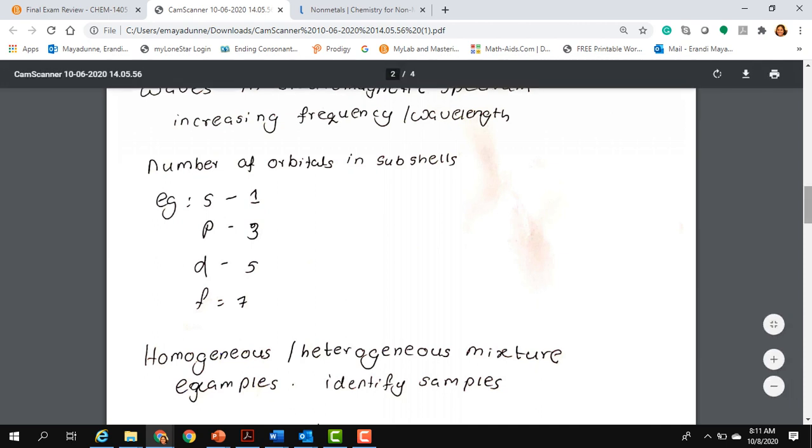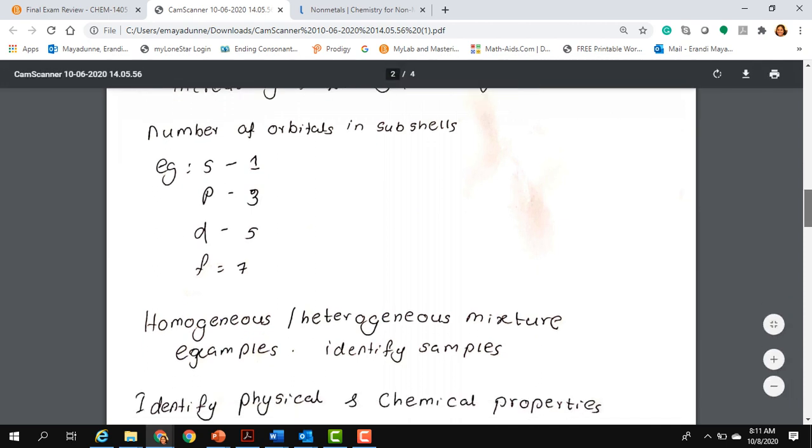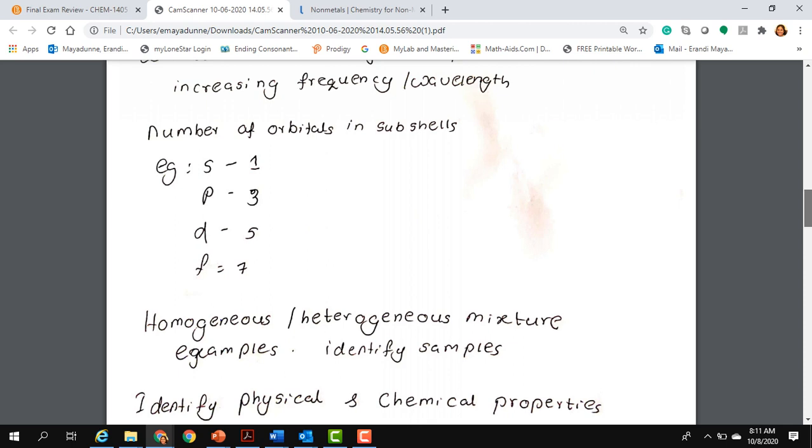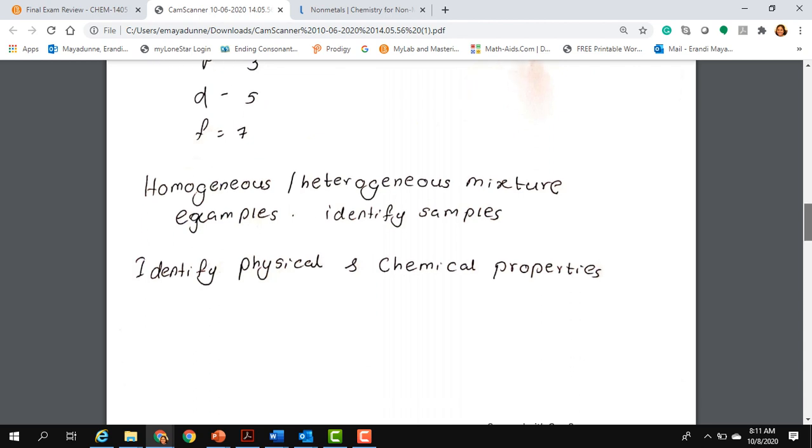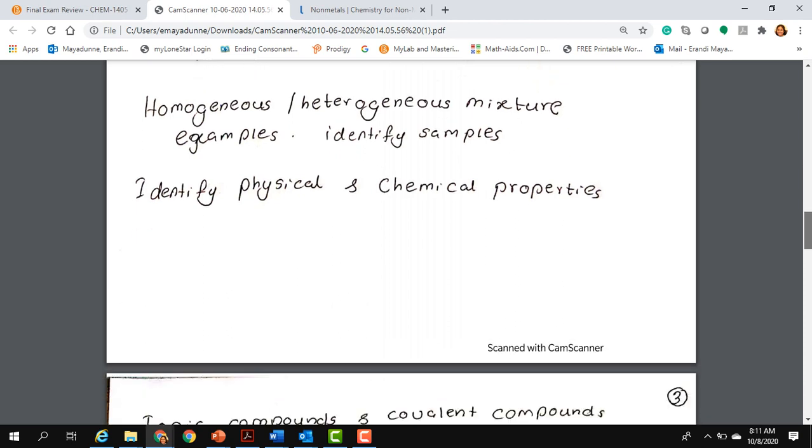And then we go to mixtures, homogeneous mixture and heterogeneous mixture. If I give you some sample, identify whether it's homogeneous or heterogeneous. That's important. Identifying chemical property and physical property is important too. I'm not asking you to define, I may give you something and ask you to identify the chemical property.